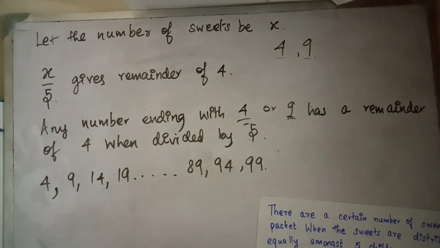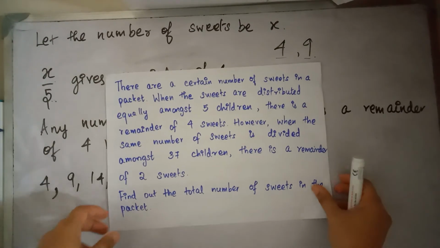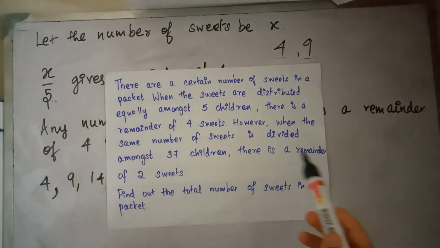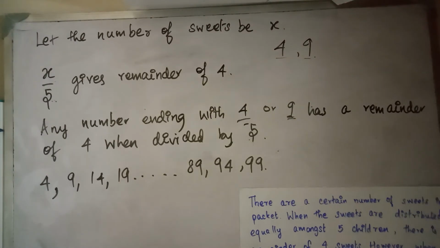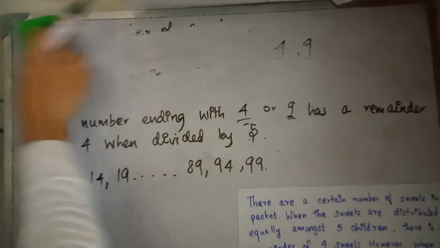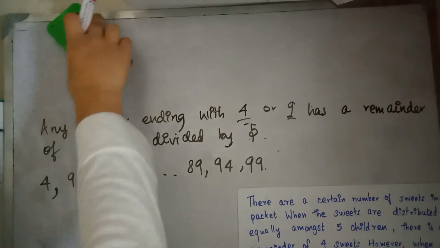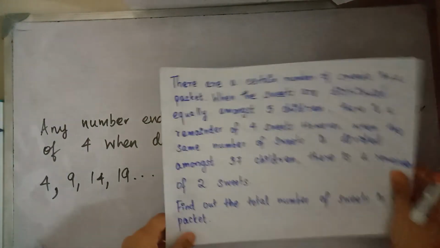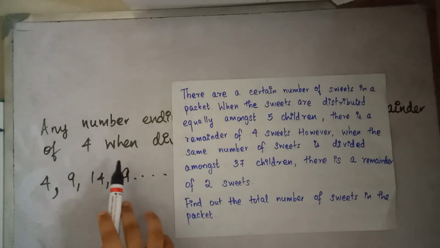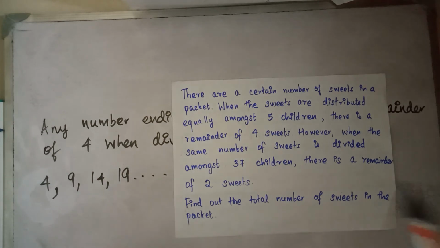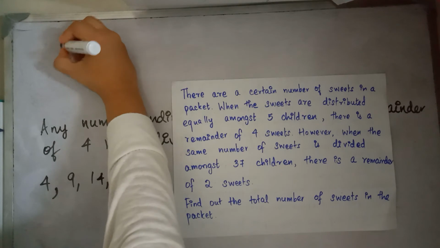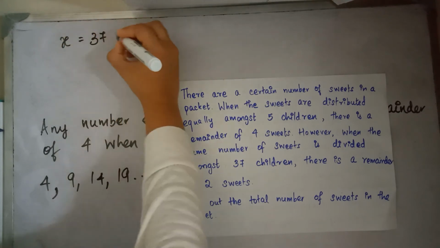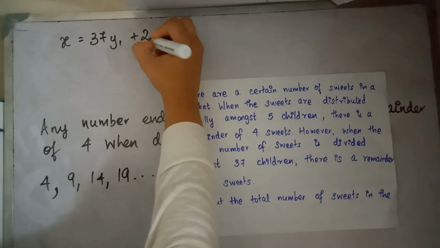Now let's look at the second condition. The second condition is when the same number of sweets is divided amongst 37 children, there's a remainder of 2 sweets. Okay, I'll be erasing all of this. Now this condition is not as restrictive as the first condition. If the number of sweets is divided amongst 37 children, it gives us a remainder of 2 sweets. So, 37 times some variable plus 2.